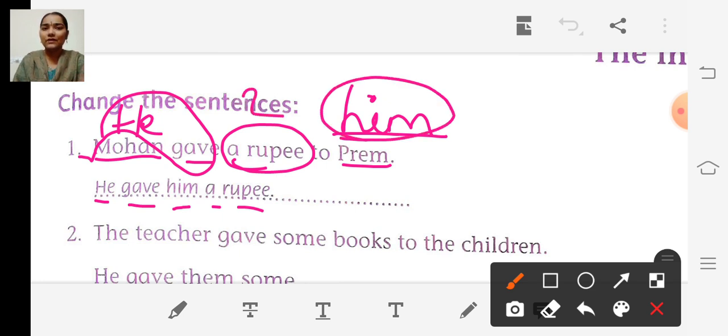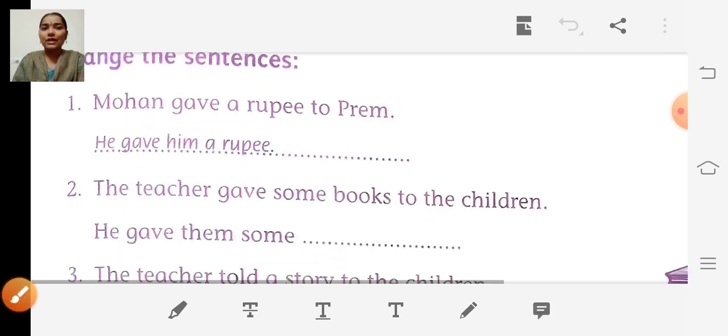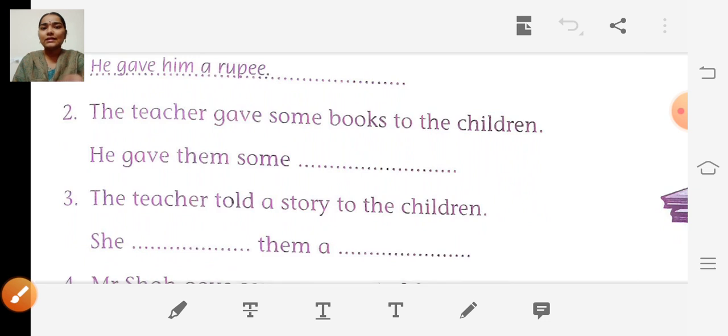First we have to write who to whom. Then only we have to write the object name. He gave him a rupee. Have you all understood? So these are all the indirect forms of the given names. So shall we try the second sentence?